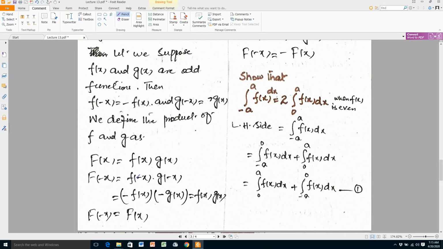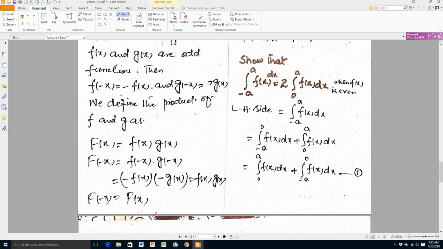So you substitute here f of minus x is equal to minus f of x, and g of minus x is equal to minus g of x. When you multiply this negative sign, it becomes positive. So our answer is f of x, g of x. And you know that f of x, g of x is equal to F of x. So F of minus x is equal to F of x. In this way, it fulfills the definition of an even function. So when two odd functions are multiplied with each other, you get an even function.